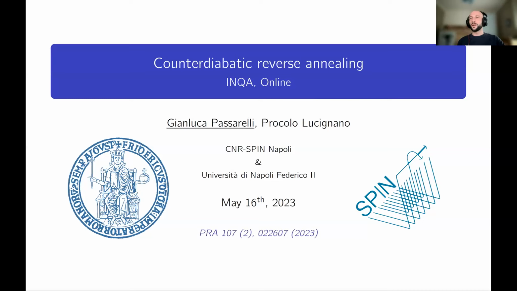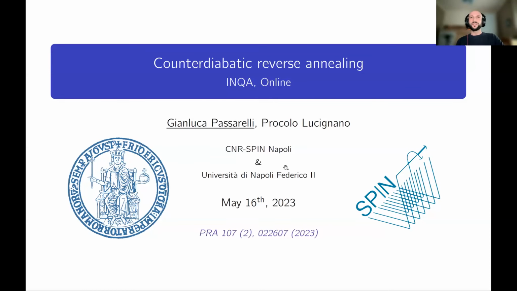Today I'd like to talk about two things, as you can see: reverse annealing and counterdiabatic driving. In particular, I'm going to show you how you can combine these two techniques to improve the performance of reverse annealing at short annealing times and basically define what I call counterdiabatic reverse annealing. If you're interested in the technical details, you can find them in this reference here. Today I will make a broad introduction about the subject.